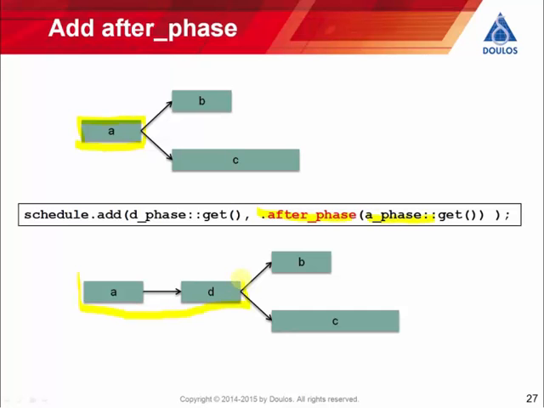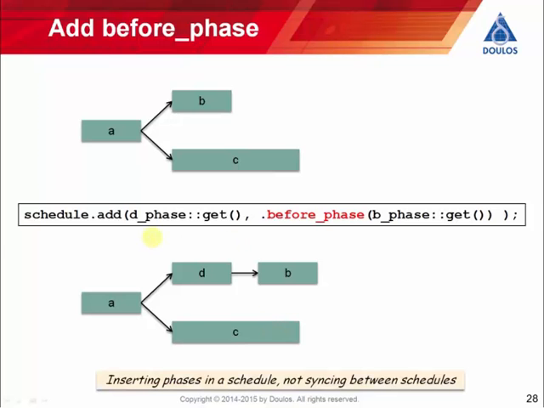So here's the A phase followed immediately by the D phase, and that means before B and C. So you can see the resulting transition graph here. D is executed before B and C. Had we chosen before phase, we'd have got a different result. So now we're adding the D phase before the B phase. So here's our B phase, and D is being inserted before the B phase, but inserted in parallel now with the C phase. So the beginning of the D phase will be synchronized with the beginning of the C phase.